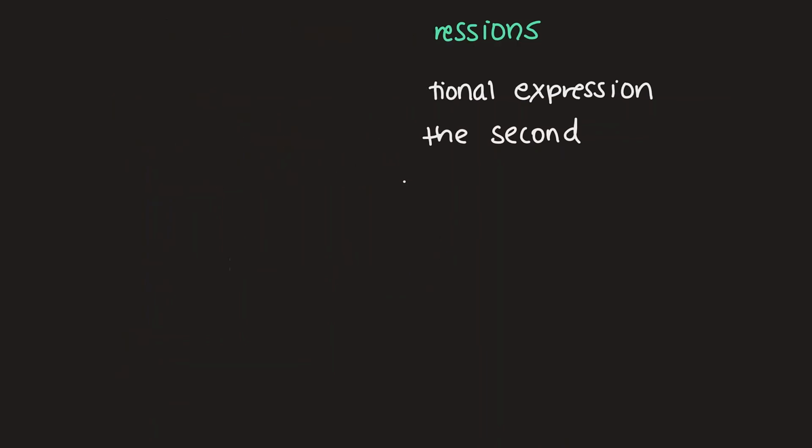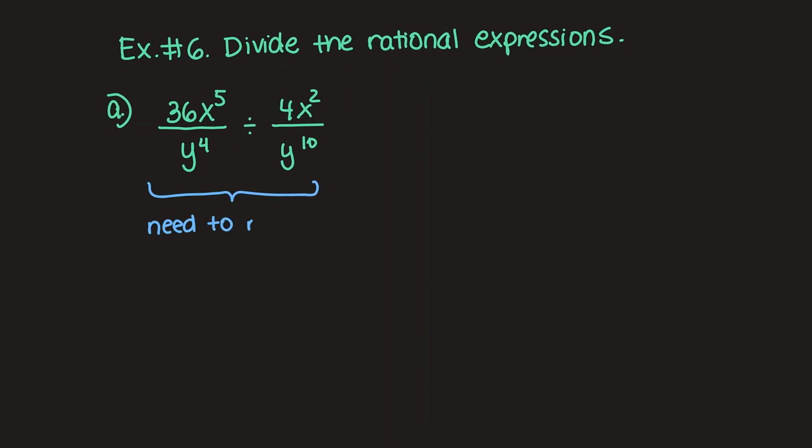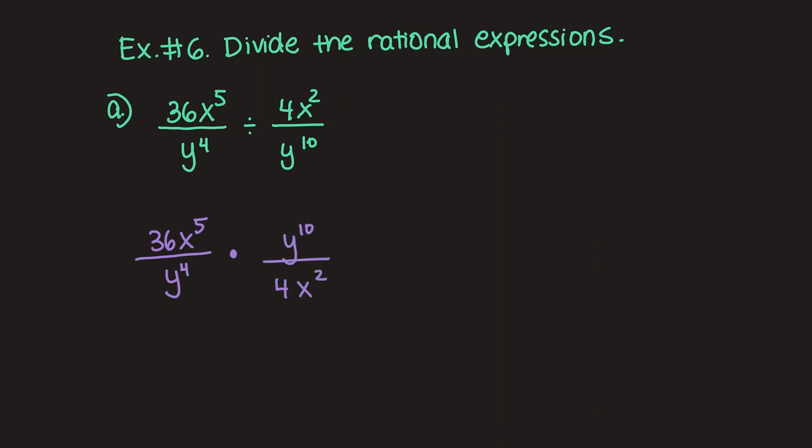Okay, let's try some examples. We want to divide the following rational expressions. First, we will need to rewrite as multiplication by multiplying the first rational expression by the reciprocal of the second rational expression. So we keep the first expression the same, change the division to multiplication, and flip the second expression to its reciprocal. Now that we have it written as multiplication, we can start simplifying.